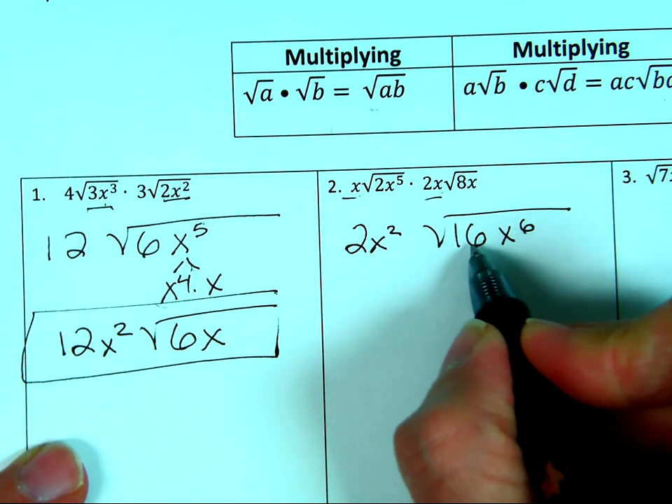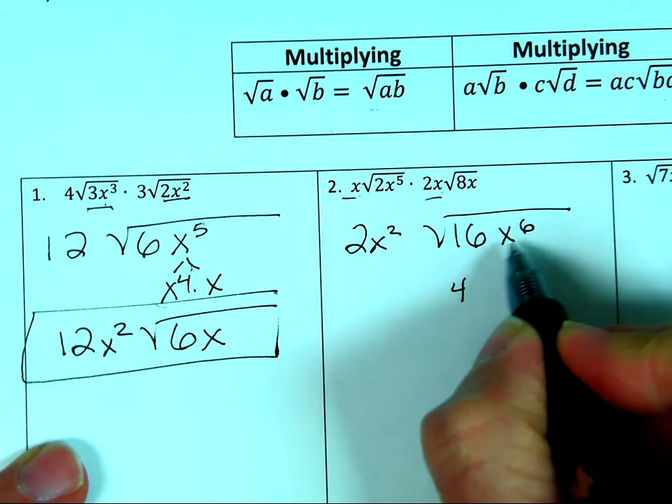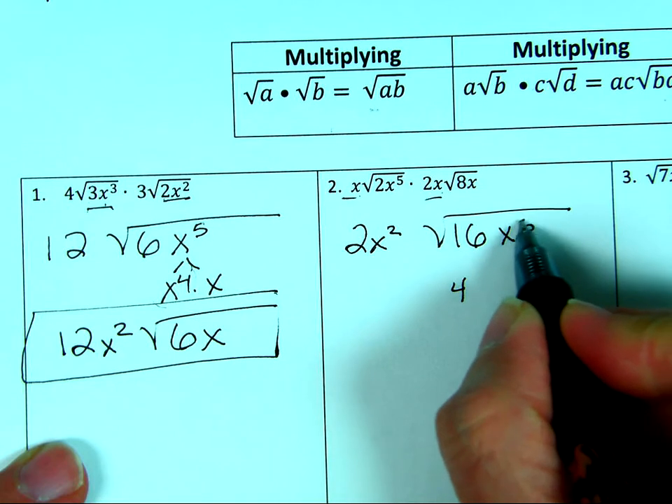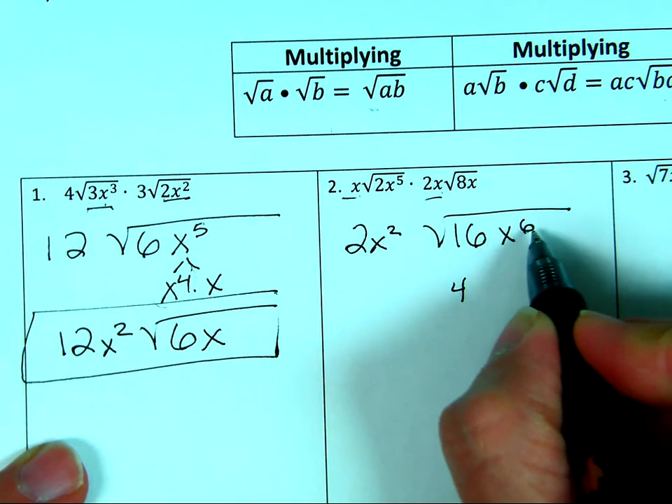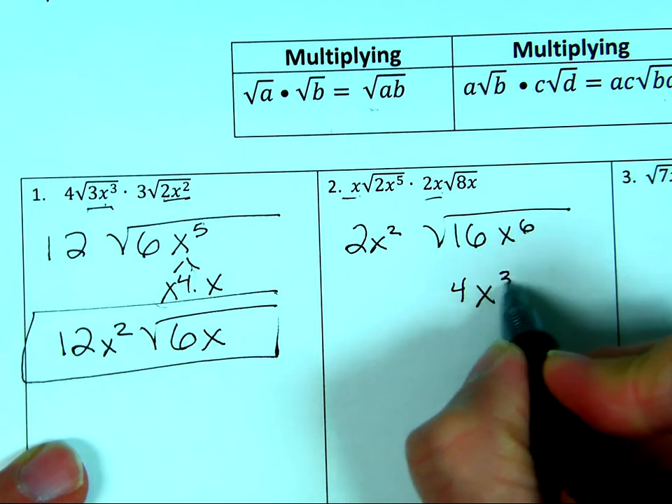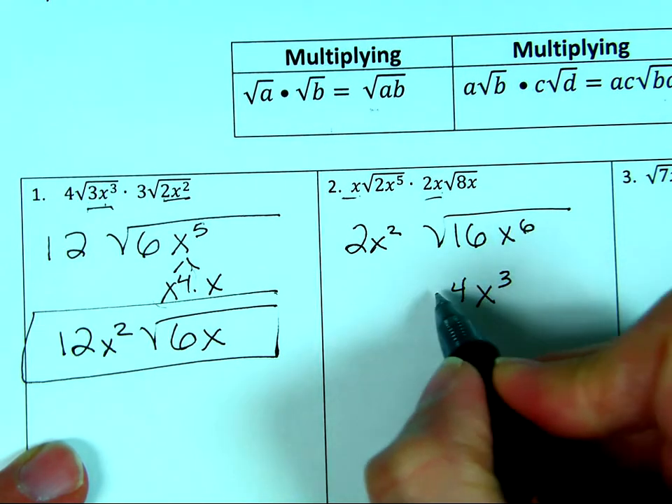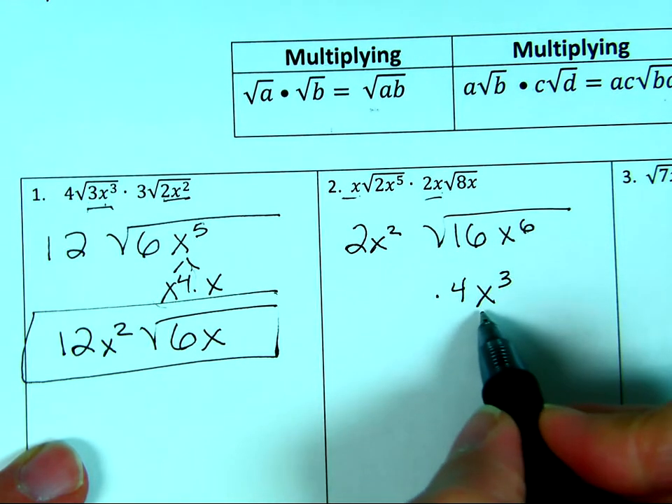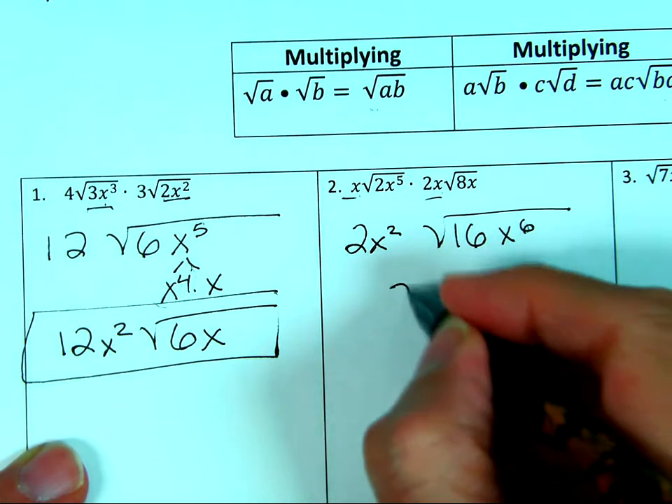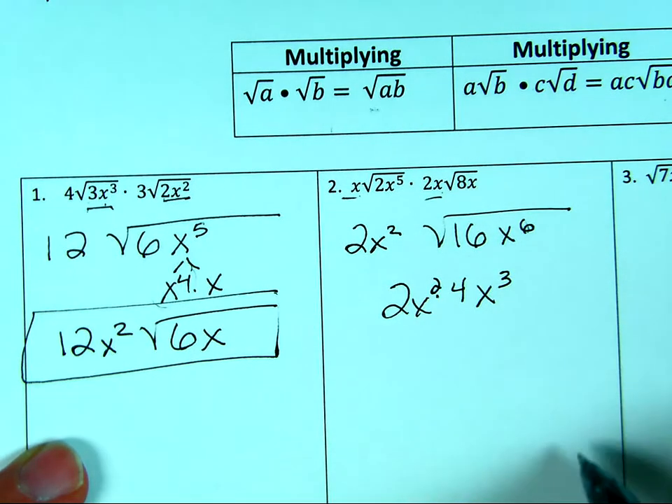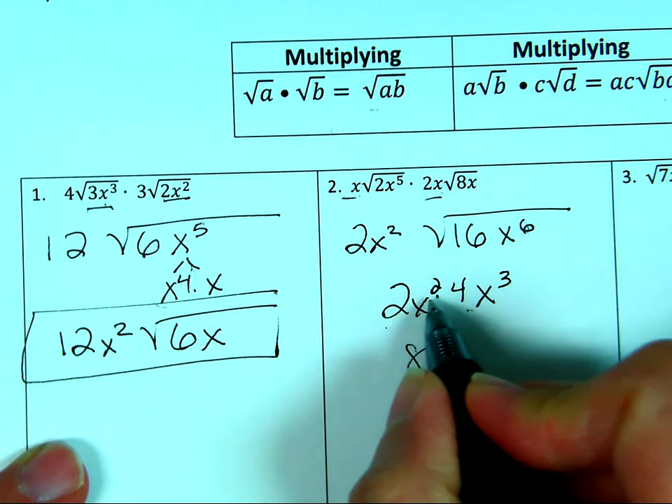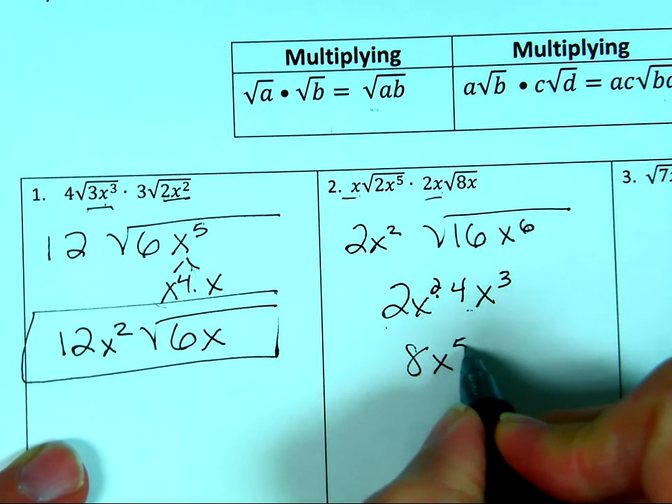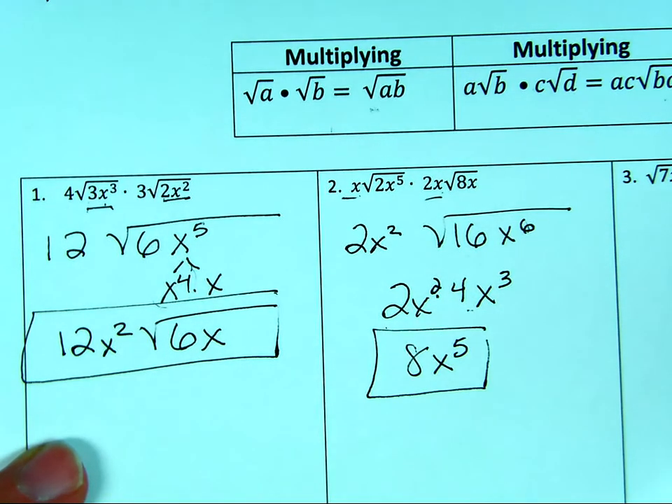So I know that the square root of 16 is 4, and I know that the square root of x to the 6th, because that's even, is just going to be x cubed, because x cubed times x cubed equals x to the 6th. So I don't have any square root anymore. This is actually completely simplified, so I no longer have any radical signs. And so I just need to multiply by what's left. So 2 times 4 is 8. x squared times x cubed is x to the 5th. So that would be what I get after I multiply those two expressions.